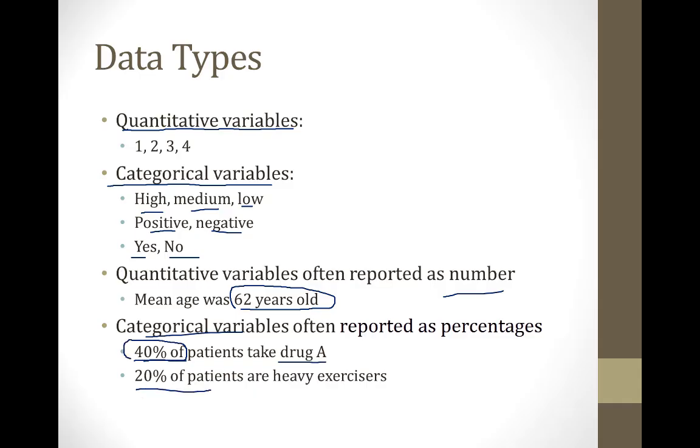They could also say 20% of patients are heavy exercisers. You're either a heavy exerciser or not a heavy exerciser. It is a categorical variable, but they're giving you a percentage. And this is often a point of confusion for students. They will see percentages and think, oh, that's a number. It goes from 0 to 100. This must be a quantitative variable, but it's not. You have to pause and think about it. The action of taking drug A is a yes or no action. Being a heavy exerciser is a yes or no function, so it is a categorical variable. I point all this out to you because we use different statistical tests for quantitative variables versus categorical variables.